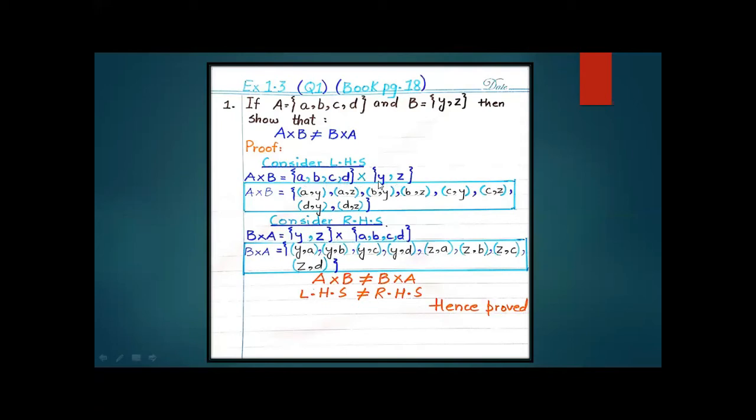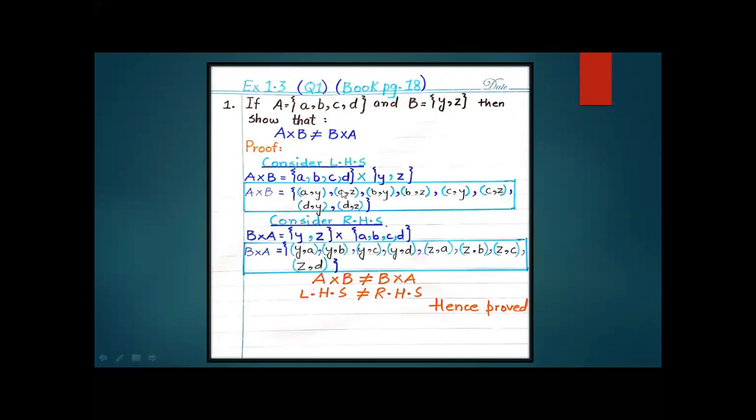Then the elements of set B, that is Y, Z. Now write its Cartesian product by taking the first element from set A and the second element from set B. So A, Y. Its first ordered pair will be A, Y, then A, Z, then B, Y, B, Z, then C, Y, C, Z, D, Y, D, Z.